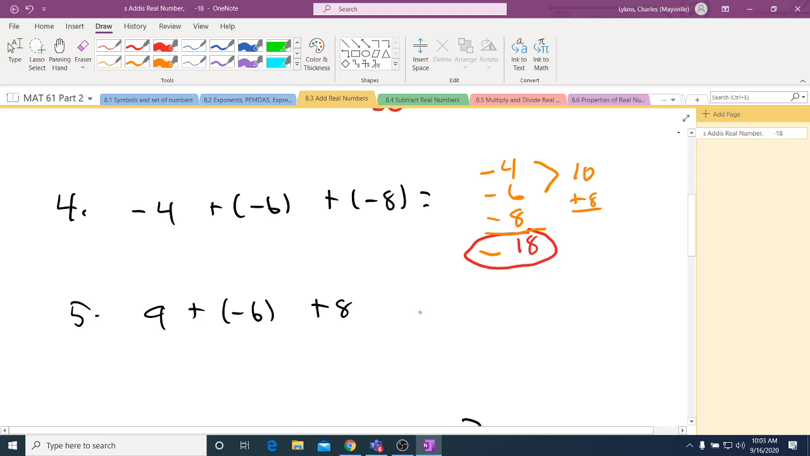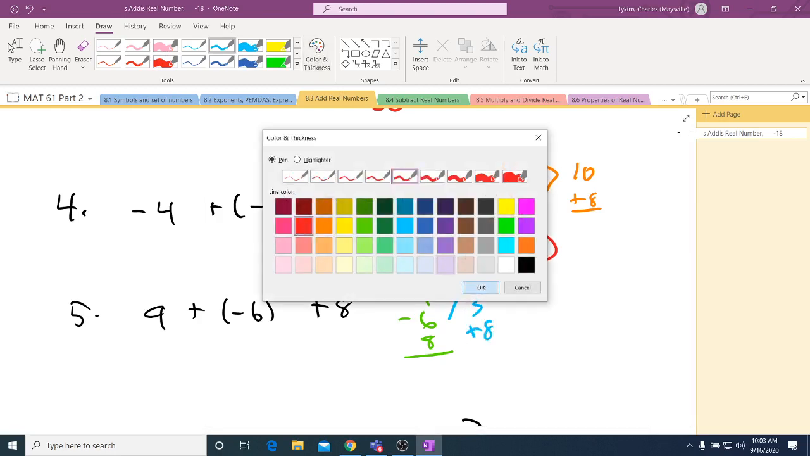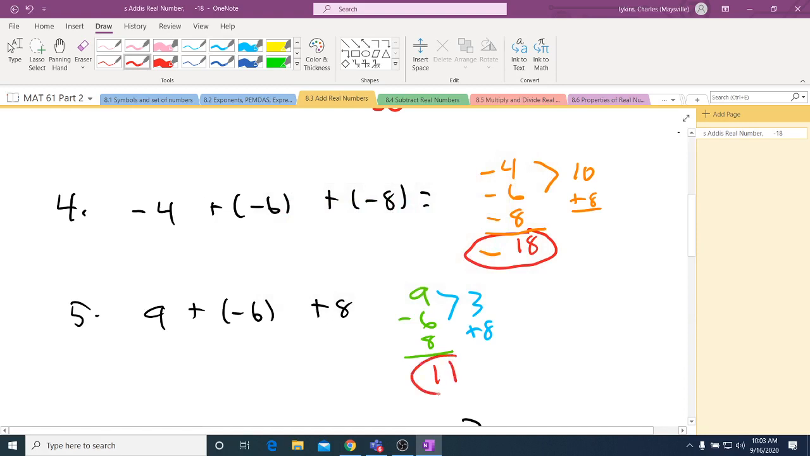Now 9, negative 6, and 8. So 9, a negative 6, and an 8. So if you want to, you can go ahead and say, okay, 9 minus 6 is 3. Then I will add that 8. And that gives me an 11.